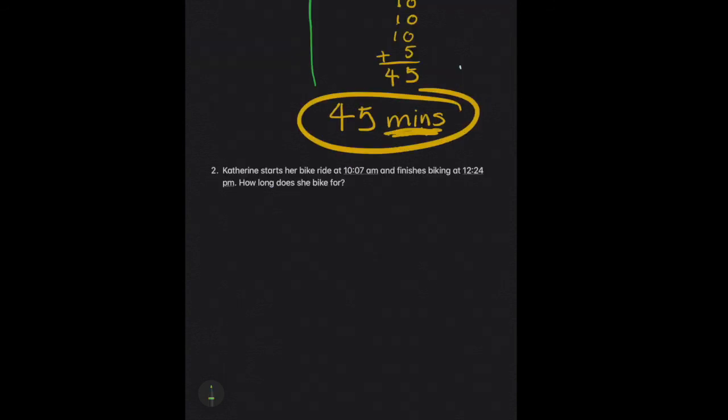And we're going to do the second problem. Catherine starts her bike ride at 10:07 a.m. and finishes biking at 12:24 p.m. How long does she bike for? Okay, so we're going to make our T-chart.